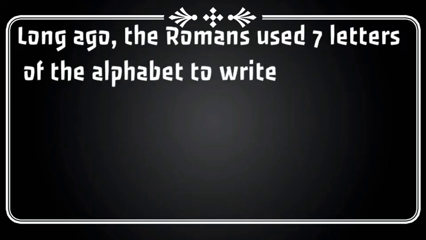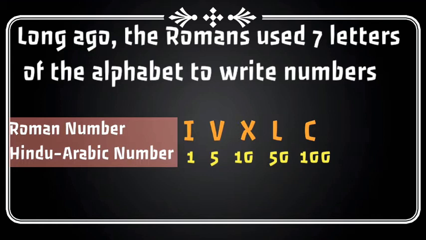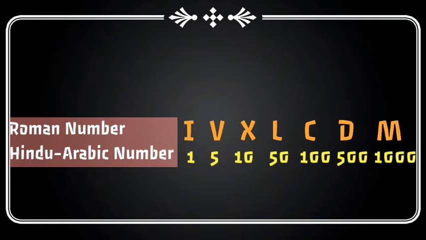Long ago, the Romans used 7 letters of the alphabet to write numbers. Let us see what they are and what is their value in Hindu-Arabic numbers. The letter I is used for 1, V for 5 and X for 10, L for 50, C for 100 and D for 500 and M for 1000. Remember these 7 letters and their values in Hindu-Arabic numbers.